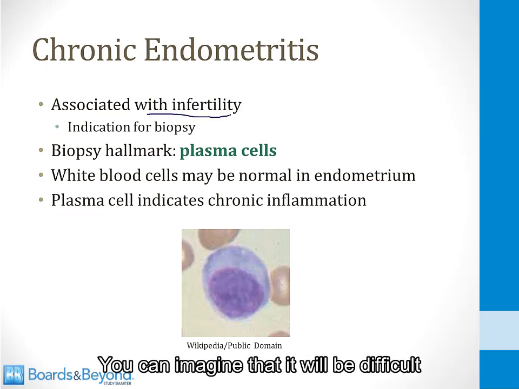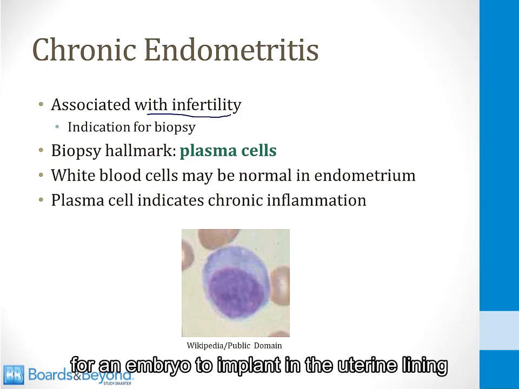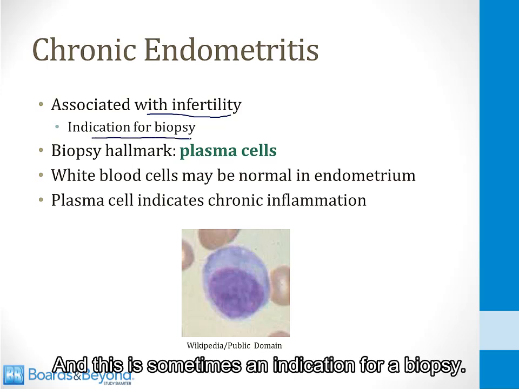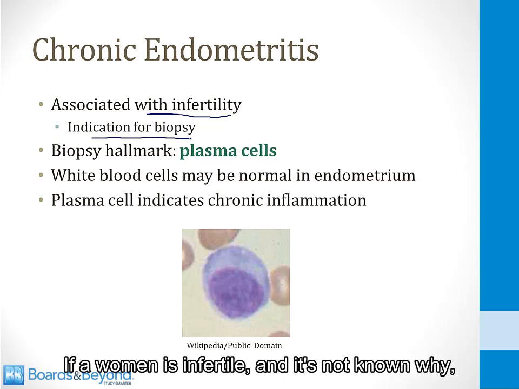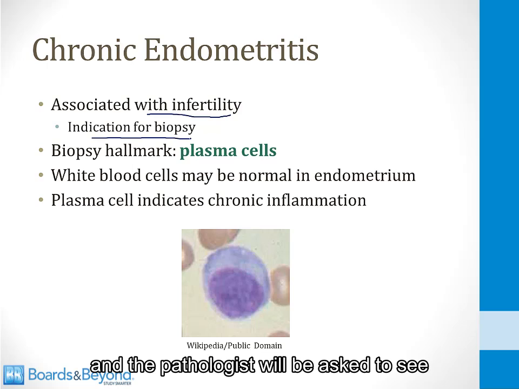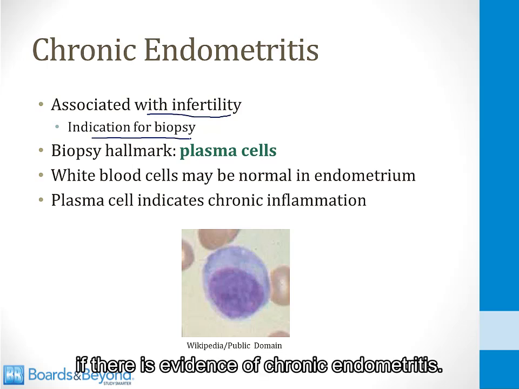You can imagine that it will be difficult for an embryo to implant in the uterine lining if there is chronic inflammation, and this is sometimes an indication for a biopsy. If a woman is infertile and it's not known why, a biopsy of her endometrium will be done, and the pathologist will be asked to see if there is evidence of chronic endometritis.